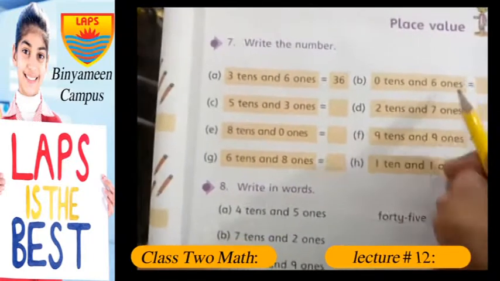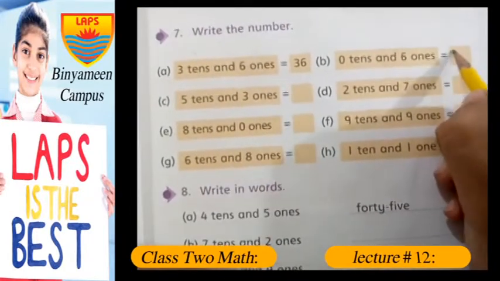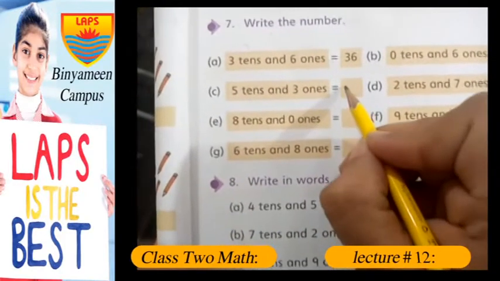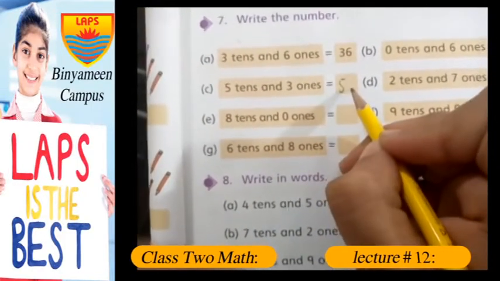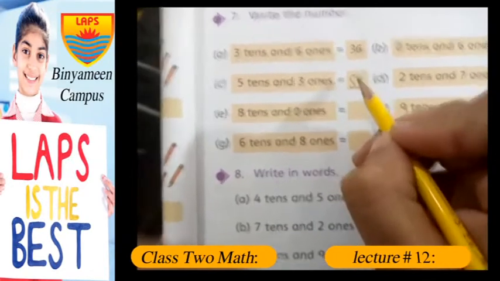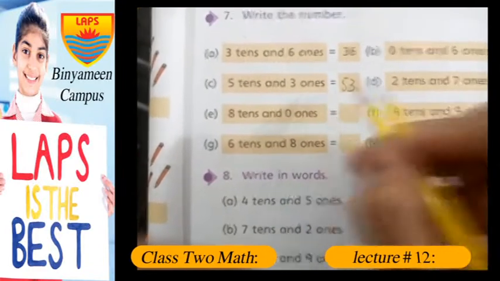0 tens and 6 ones. So tens are 0 and ones are 6, so the value will be only 6. And 5 tens and 3 ones. 5 tens actually make 50, so we have to write 5 at the tens place and 3 ones. 5 tens makes 50, and if we add 3 ones to it, it makes 53.